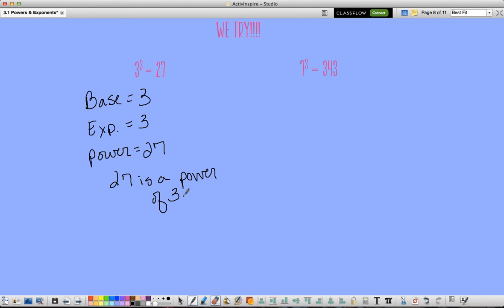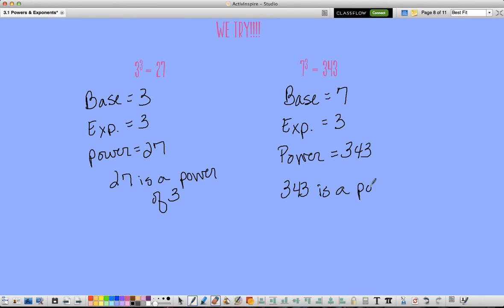And make sure to write that down so you get used to that statement. So here we have a base of 7. Again, we have an exponent of 3. And then we have a power of 343. So 343 is a power of 7. So your power is always a power of the base. Okay, so whatever the answer is, you can say that's a power of whatever the base is from that exponential form.